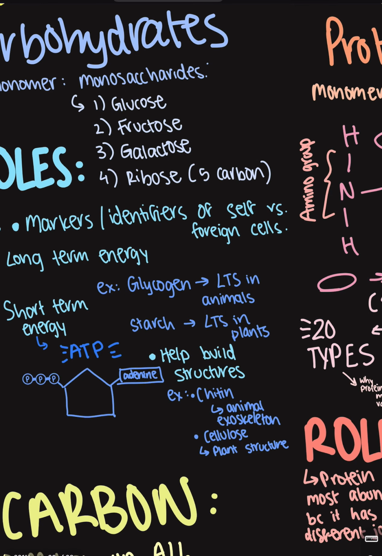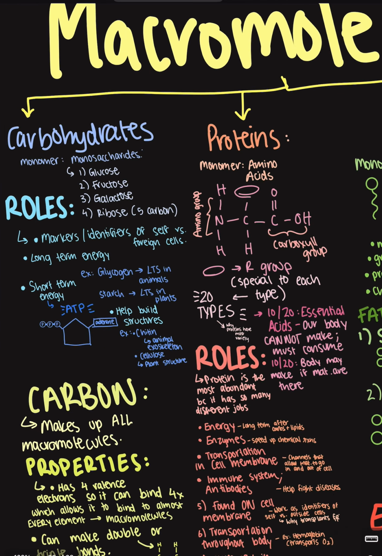And the last role of carbohydrates is the fact that it can help build structures. In animals, it's called chitin, which is the exoskeleton, like in turtles. The shells of turtles are made of chitin, and also cellulose, which is found in plants, helps in the structures of plants. That was the first macromolecule, carbohydrates.